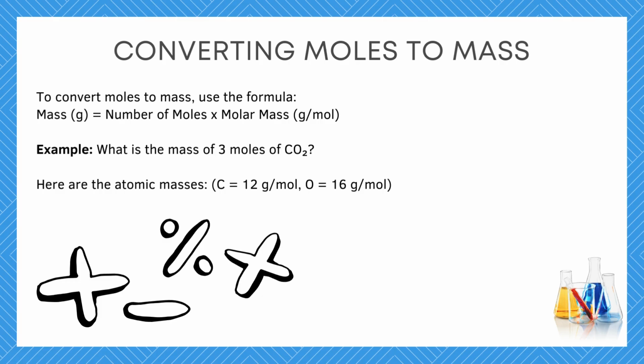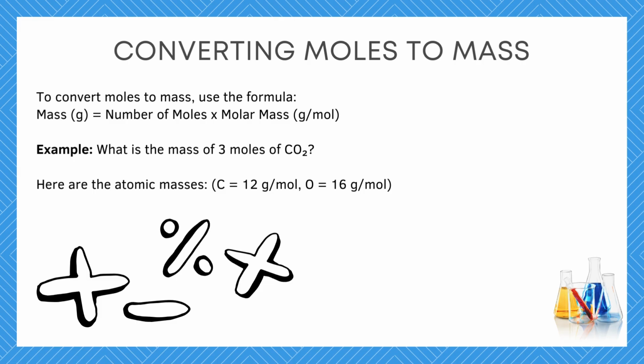Now look at this example. What is the mass of 3 moles of CO2 or carbon dioxide? In this case, they're asking us what is the mass, not what is the number of moles. So we are asked to find mass, and the formula says mass is equal to number of moles times molar mass. Do we have number of moles? Yes, 3 moles according to the question. Do we have molar mass? No. So let's go ahead and find the molar mass.